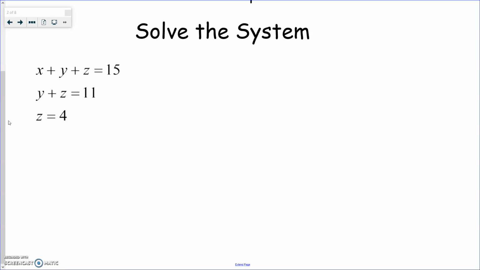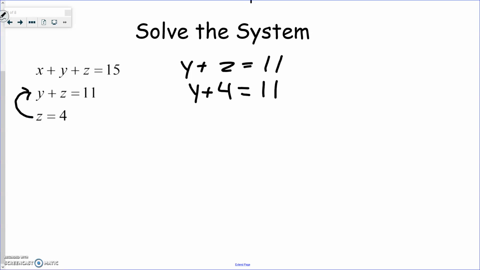All it is is a series of substitutions. So, if I look at this, z is equal to 4. I am going to take that and sub it in to the equation before it. So we're going to work up. It's like a ladder. Here I have y plus z is equal to 11. Well, instead of z, we know exactly what z is. z is 4. So I'm going to sub it in. So y plus 4 is equal to 11.